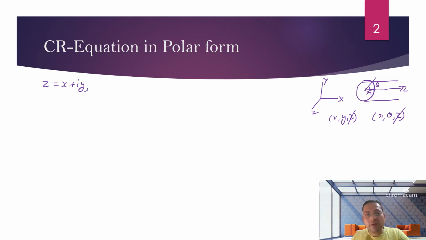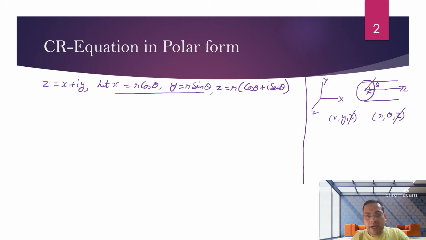For polar form we assume that x is equal to r cos theta and y is equal to r sin theta. Substituting both the x and y values in z, we have z is equal to r (cos theta plus iota sin theta). So we can say in polar form, z is equal to r e to the power iota theta. This is the complex number in polar form.